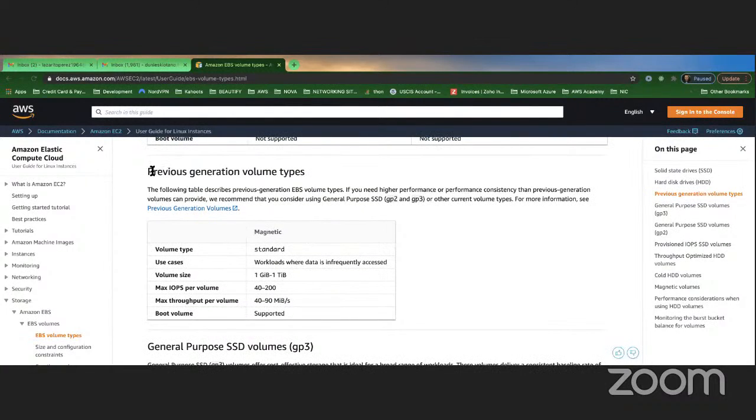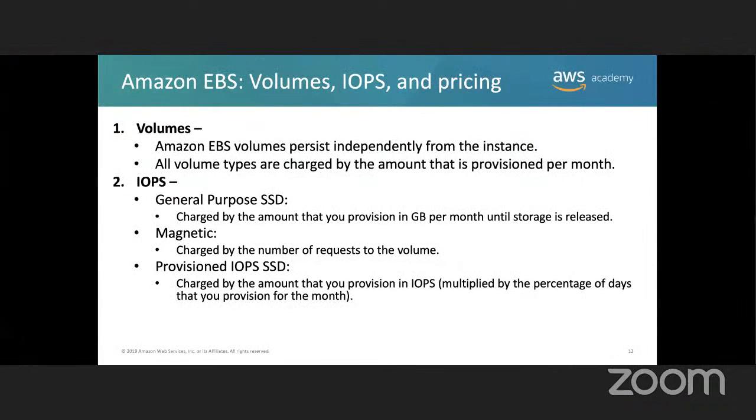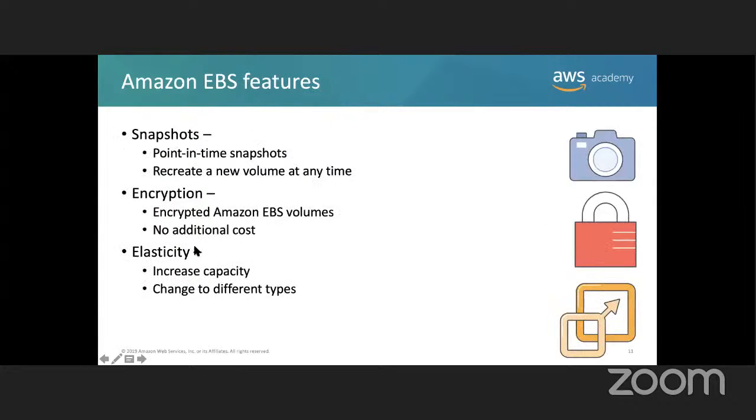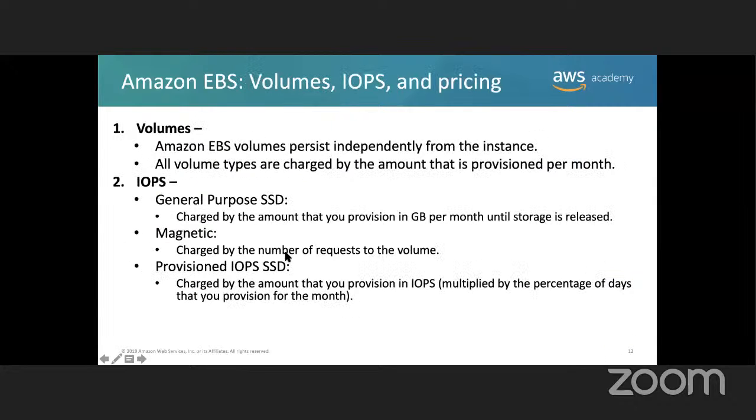There's a previous generation volume types, right? Standard workloads, frequently accessed, 1 gigabyte to 1 terabyte. Max IOPS per volume is 40 to 200. That's too low. Max throughput per volume is 40 to 90. Very low. It's just a previous generation one, but they still mention it, right? If you still have it, you're going to be charged by the number of requests to the volume, right?